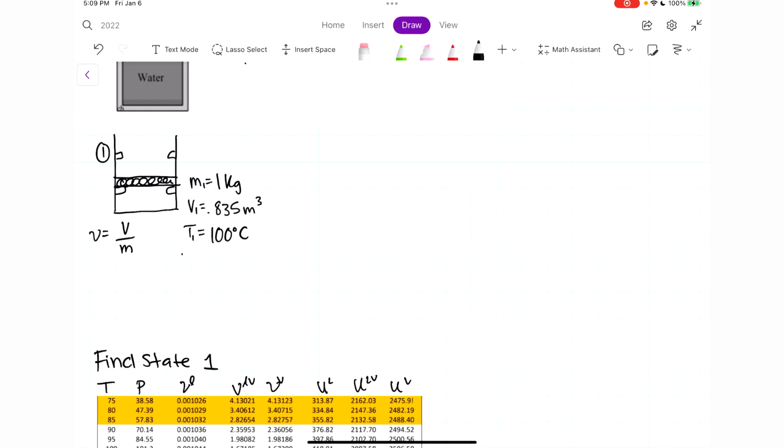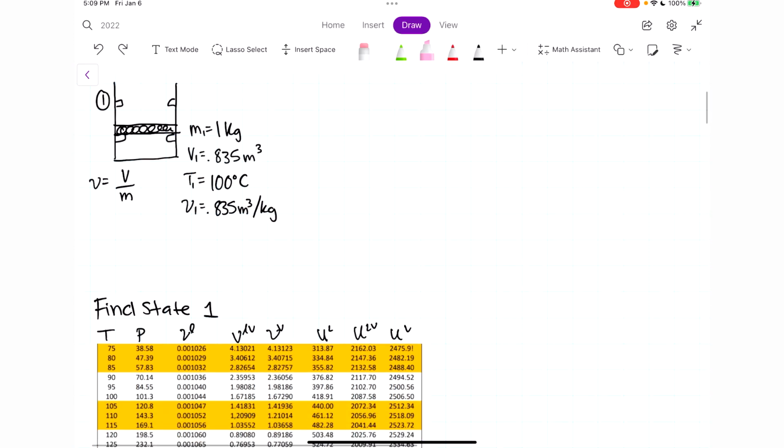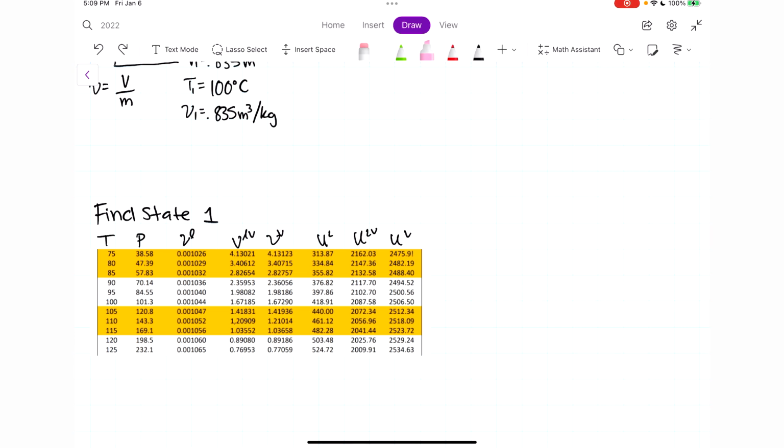Great. So our specific volume is going to be 0.835 meters cubed per kilogram, because 0.835 meters cubed is our volume divided by 1 kilogram. Alrighty, perfect. So we're going to go ahead and find state 1 by using our temperature and our specific volume. So we're going to go ahead and look up the temperature at 100 degrees Celsius at our saturated liquid vapor mixture table in the back of our textbook.